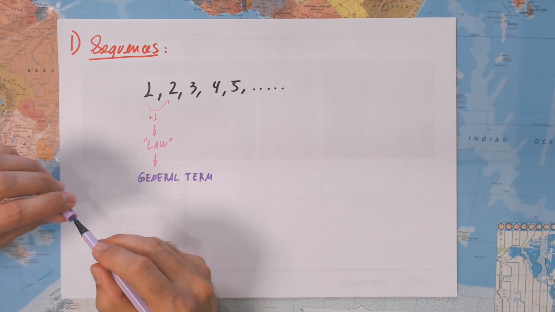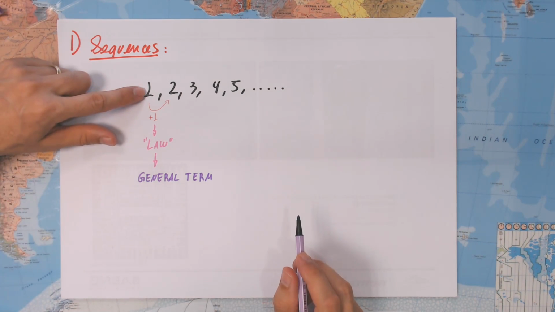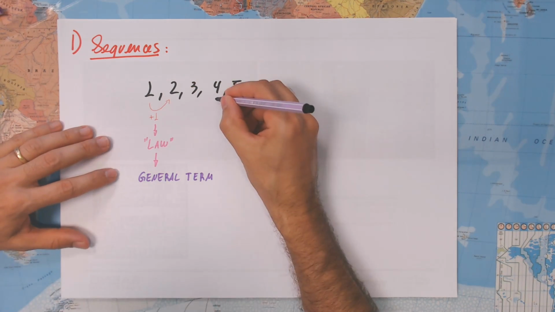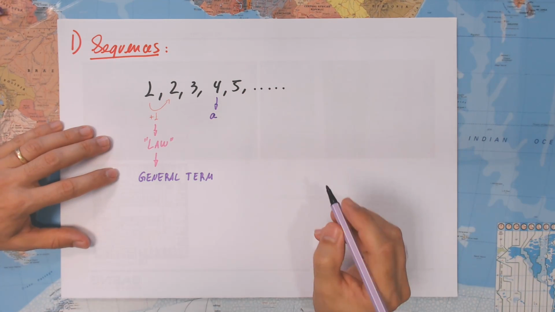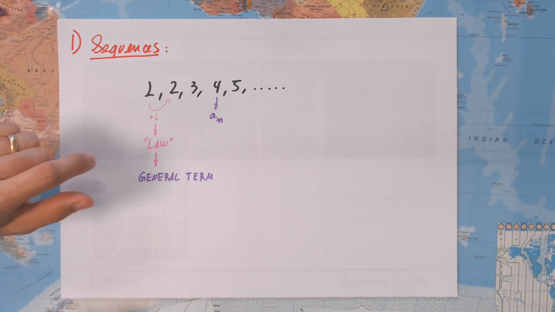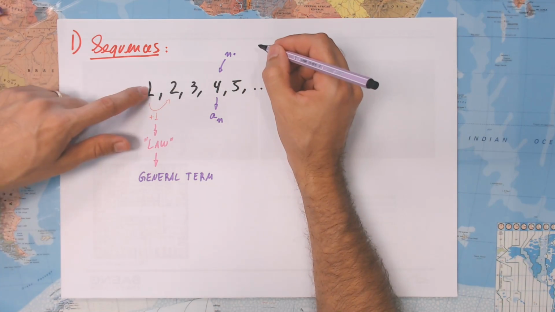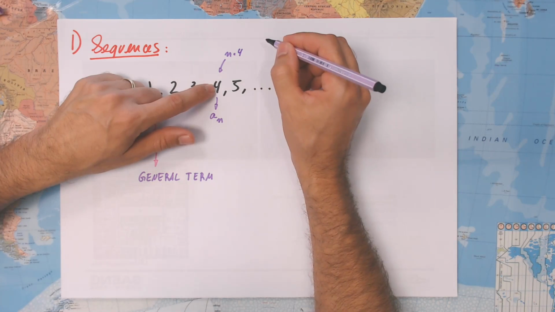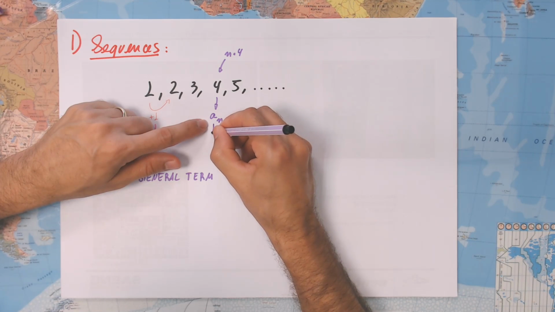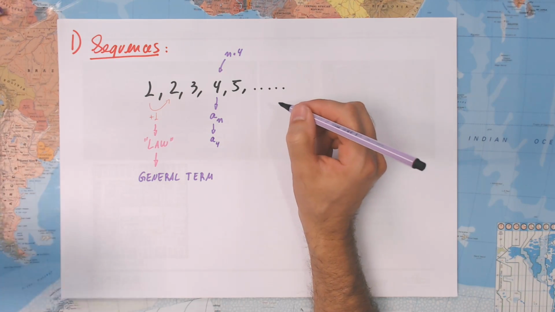And in this case, what would be our general term? Well, this is the first term, second, third, fourth, fifth, and so on. We represent a term by the letter A with subscript n. That's how we call this term. Since n equals 1, 2, 3, 4, this is the fourth term, so n is 4. So we say this is A sub 4.